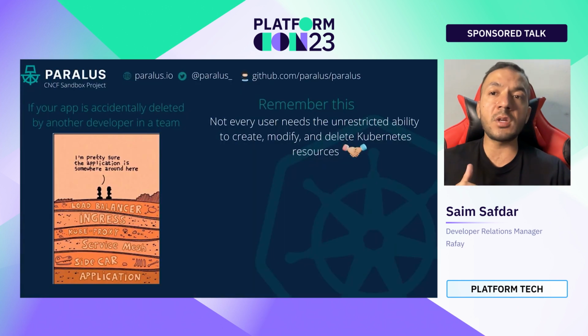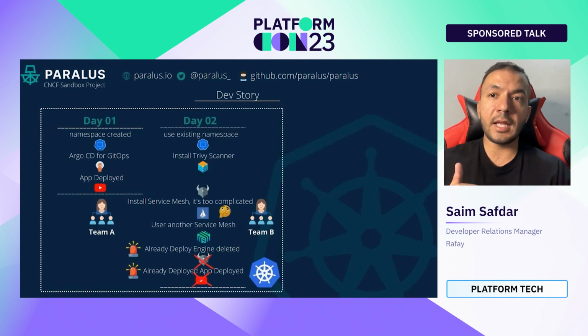But today, my focus is to tell you the developer story. So remember, on day 01, a developer might create a namespace, create an Argo CD deployment, and then finally deploy the app. On day 2, he used the existing namespace. He reduced the image size of the app that is running in the form of a container.